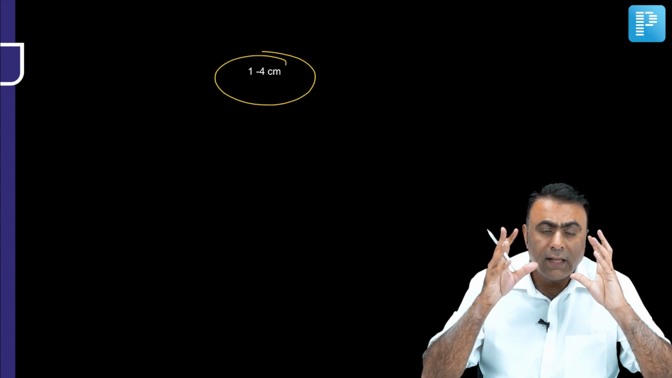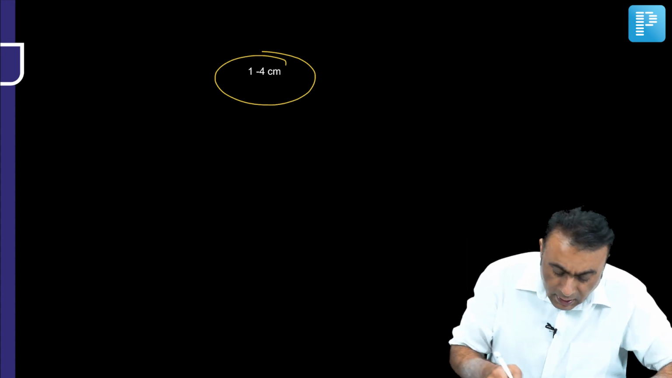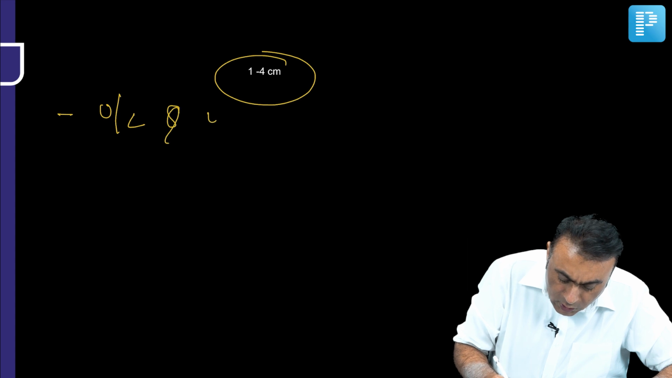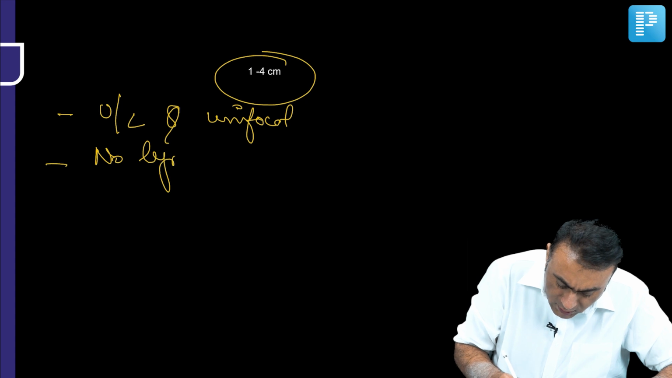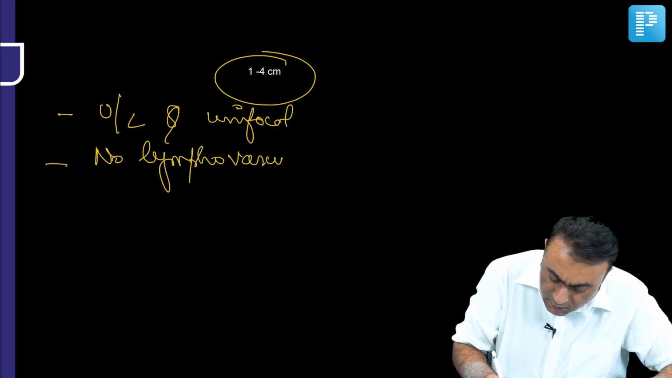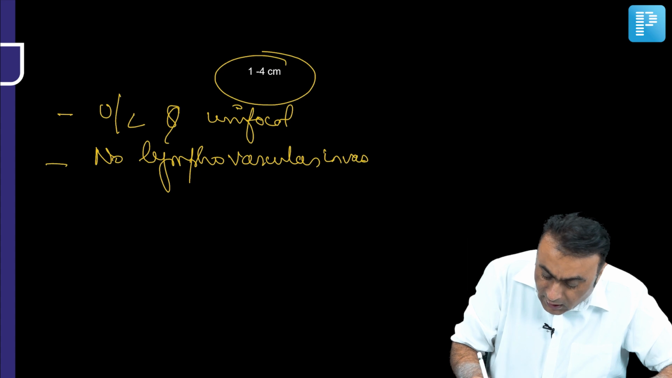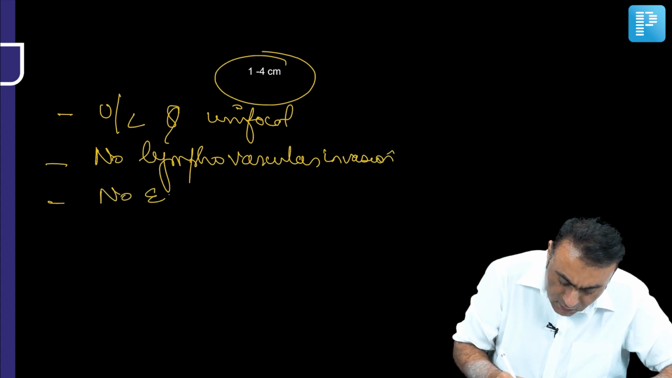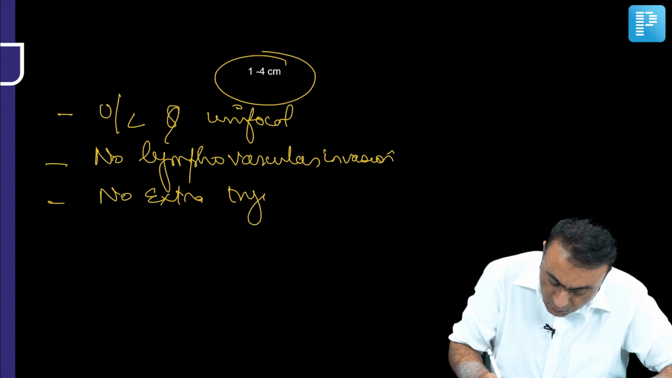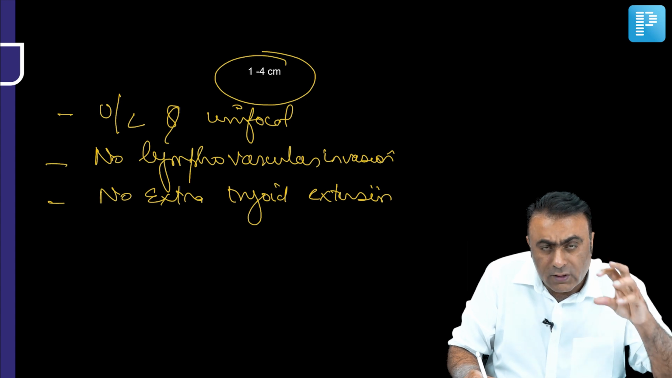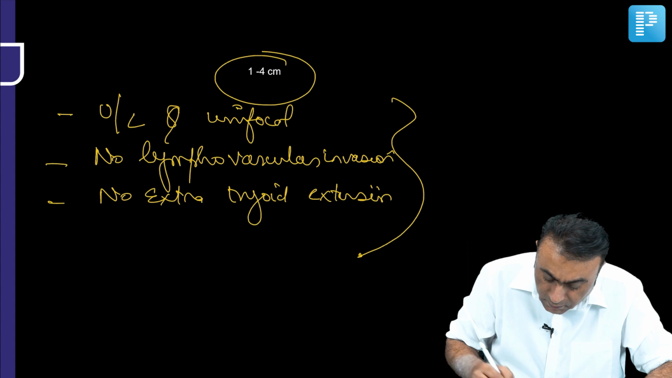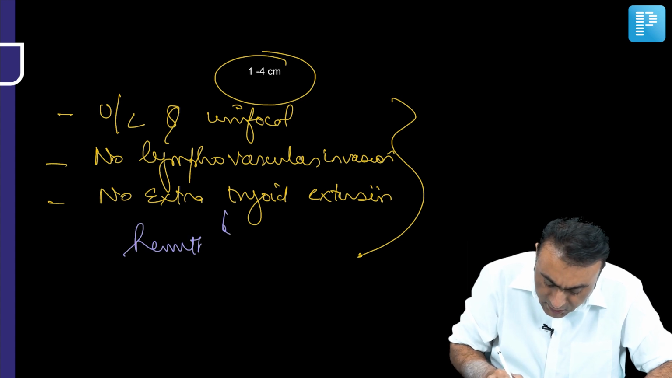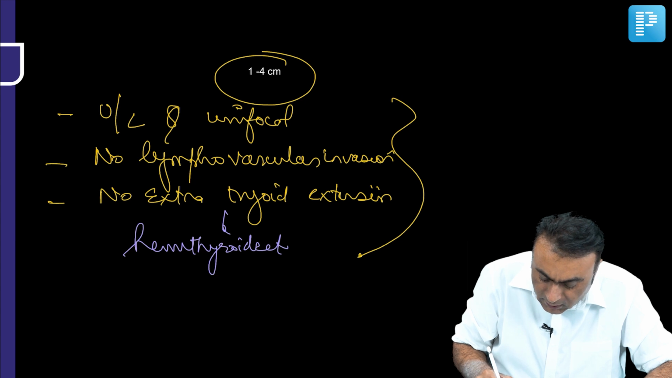Nowadays it is said that tumors which are 1 to 4 centimeters in size, if these tumors are unilateral and unifocal, if these tumors have no lymphovascular invasion, no capsular invasion, no extrathyroid extension, in these tumors of 1 to 4 centimeters with these features, these tumors can also be managed by a hemithyroidectomy. In these patients also we can go for a hemithyroidectomy.